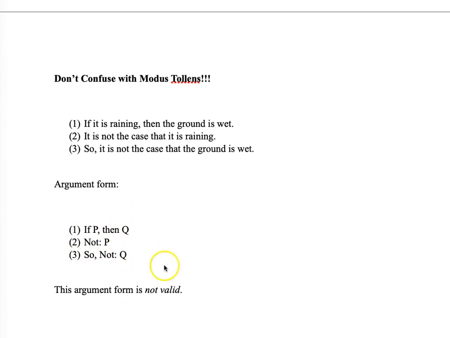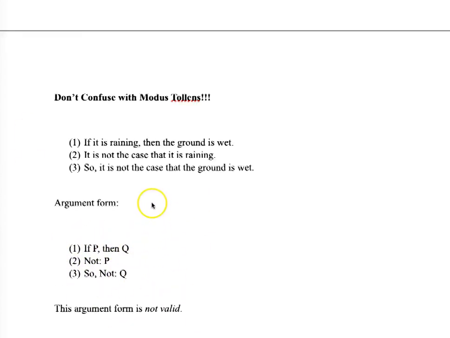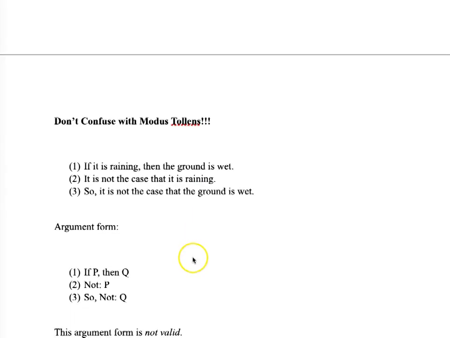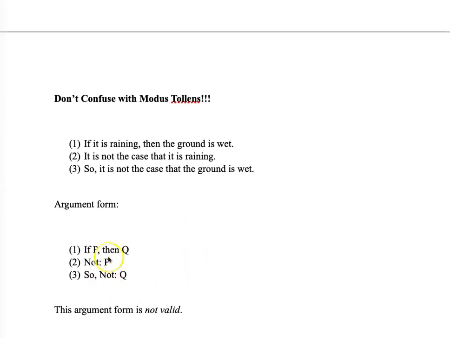Let me be explicit about how this form is different than modus tollens. Modus tollens has a Q in the premise and a P in the conclusion. Chad has the P in the premise and the Q in the conclusion, so these two are switched. And to give you an idea of why this isn't valid, let's again see if we can tell a story where 1 and 2 are true, but 3 is false. And let's use the same sort of story we used earlier.